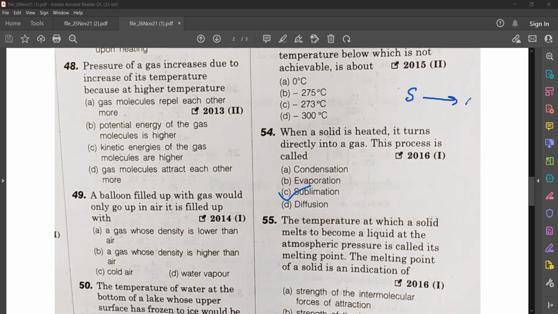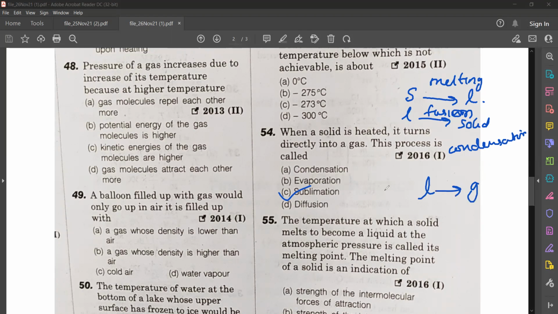So solid to liquid means what? Solid to liquid is melting. Liquid to solid is fusion, or this can also be said as condensation. Then what is evaporation? Liquid to gas, that is evaporation. Then what is diffusion? Diffusion means movement of molecules from one medium to another through a semi-permeable membrane. So that is not related to change of state.